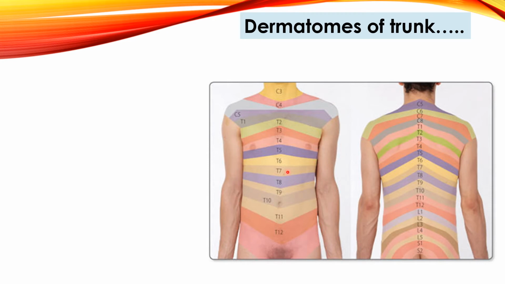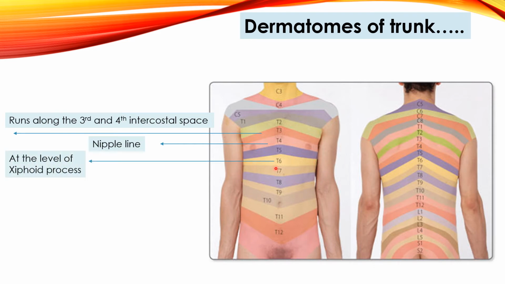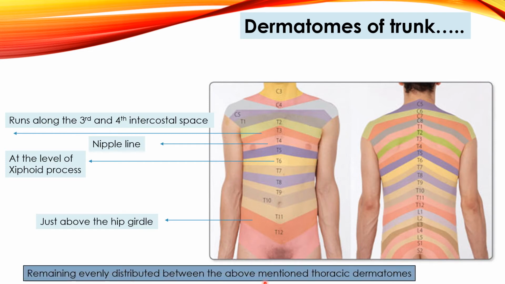Now we can see how the dermatomes supply the trunk. T3 runs along the third and fourth intercostal space, T4 is at the nipple line, T6 is at the level of the xiphoid process, and T12 is just above the hip girdle. The remaining ones, T7, T8, T9, T10, T11, and T1, T2, are evenly distributed between the above-mentioned thoracic dermatomes.